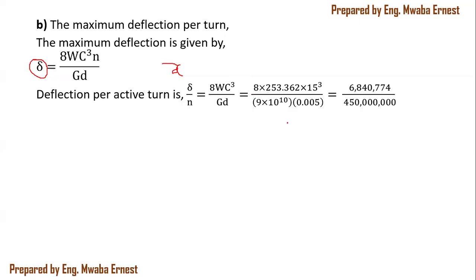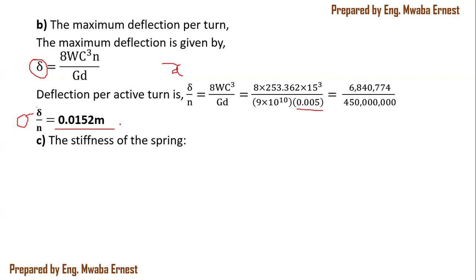So 8 times W, the one we found is 253.362, times our C is 15, so times 15 cubed, over G is 9 by 10 power 10, times D, the wire diameter, 0.005. And with all that, we end up with the maximum deflection per turn, or is it X, coming out as 0.0152. If you convert this to millimeters, it's 15.2 millimeters because you just multiply it by 1,000.